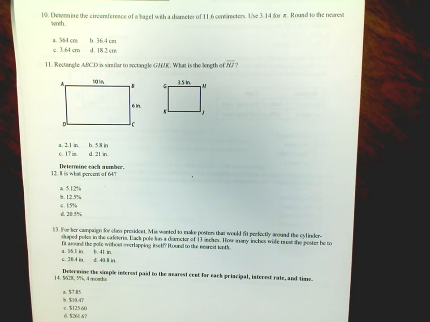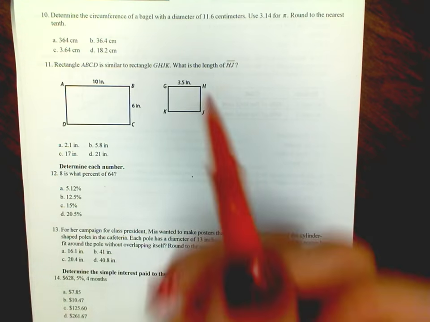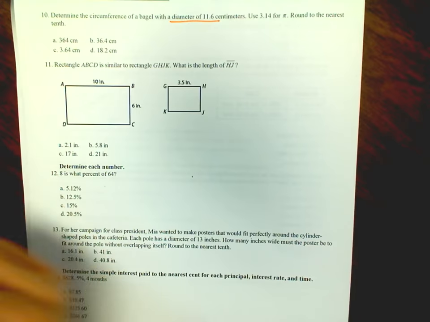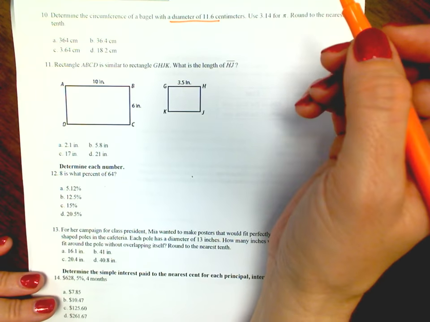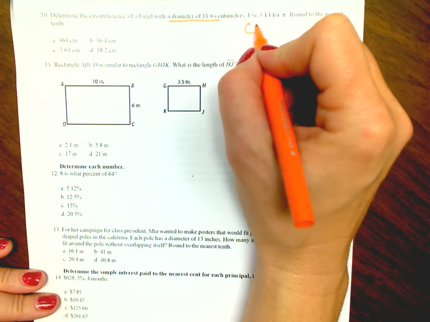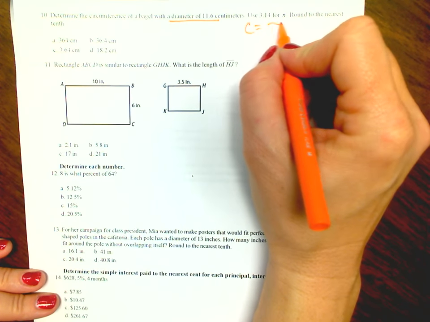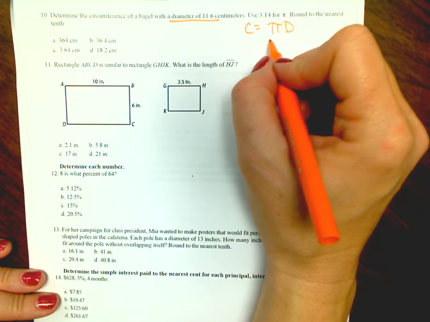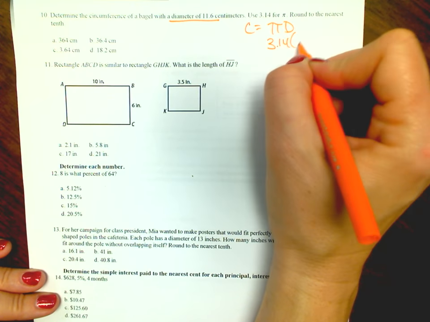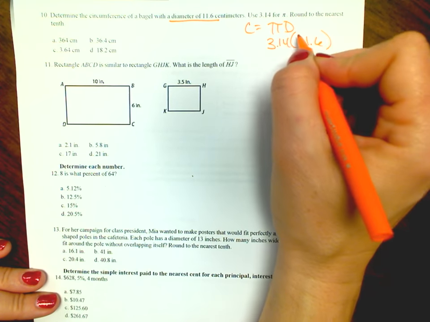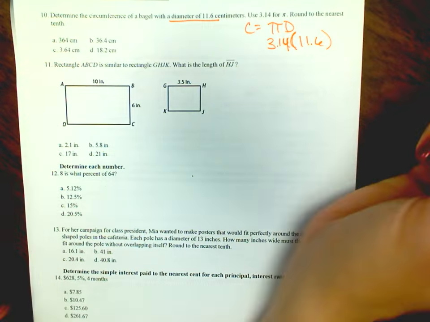Number 10. Determine the circumference of a bagel with the diameter of, again, they gave us the diameter of 11.6 centimeters. So circumference equals pi times d. So we have 3.14 times 11.6. Okay.